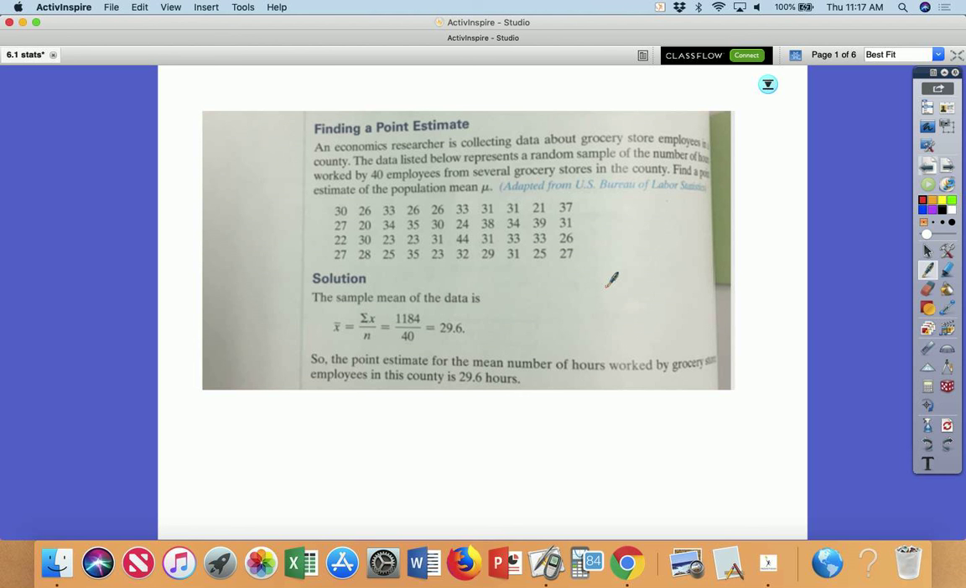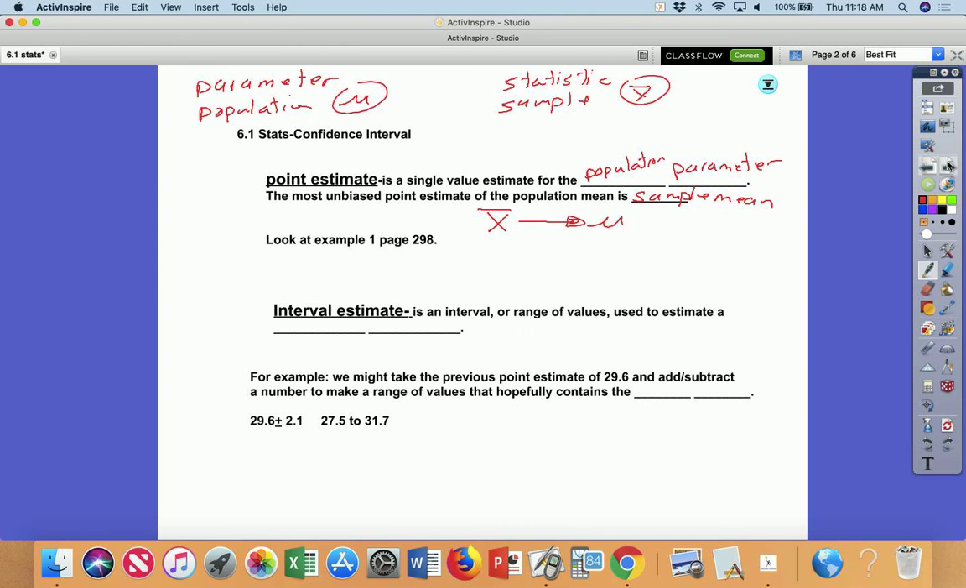Well, this is a sample. So if you average that all together, that's your sample mean. So that is your point estimate: 29.6. Now, do you think that the average hours of all the employees in the county is 29.6? No. In fact, we're never going to know it. We're just going to make an estimate that hopefully is close to it or contains the population mean.